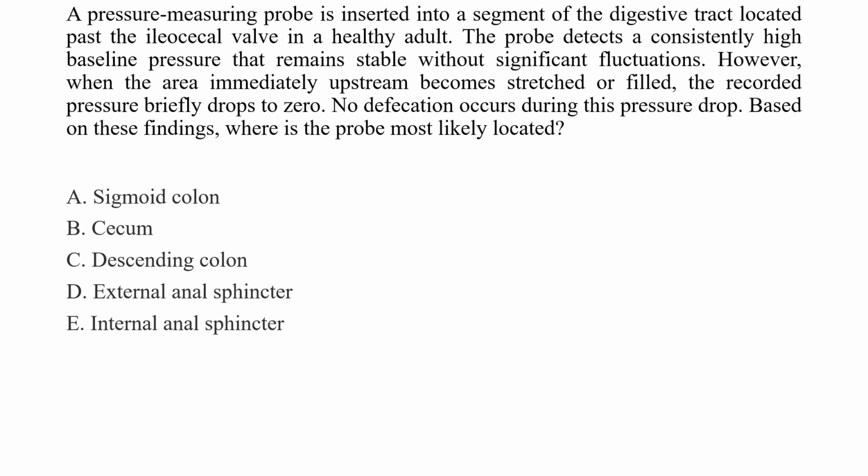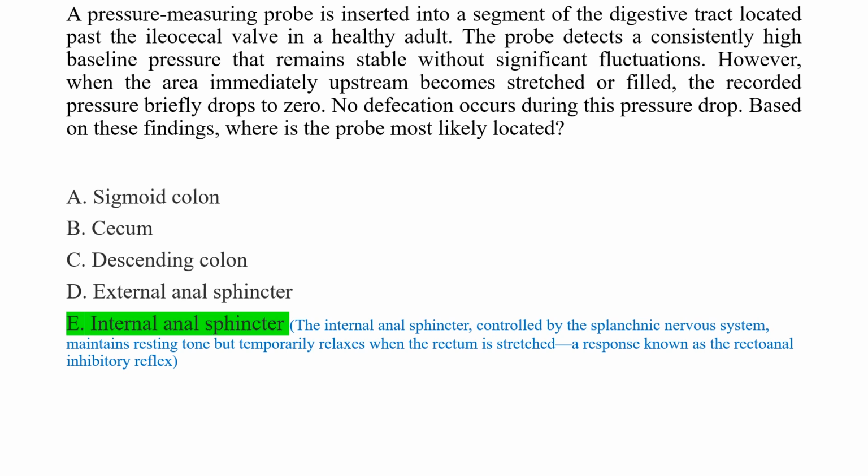The options which are given here are A, sigmoid colon, B, cecum, C, descending colon, D, external anal sphincter, E, internal anal sphincter. The correct option here would be E. The internal anal sphincter is under involuntary control by the autonomic nervous system, specifically the splanchnic nerves. It maintains high resting tone and relaxes transiently in response to rectal distension. This response is known as the rectoanal inhibitory reflex.